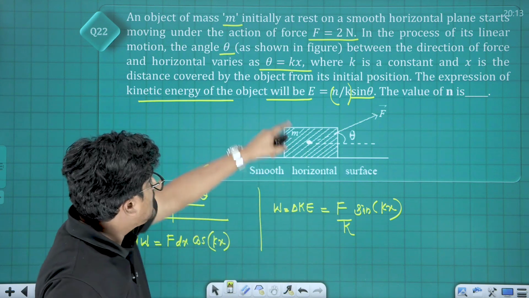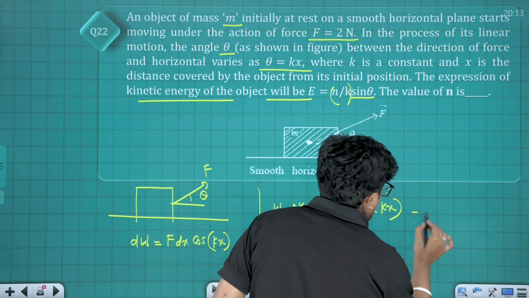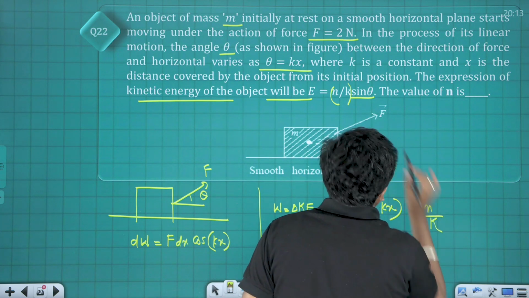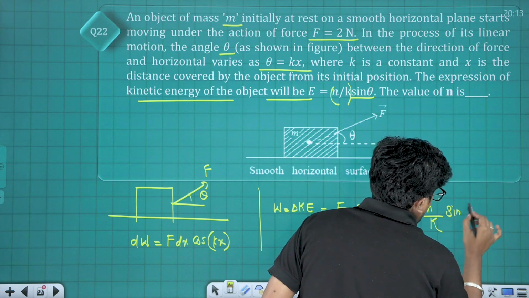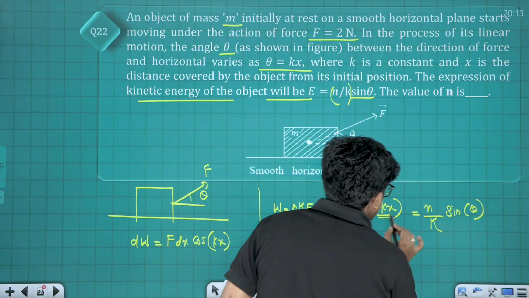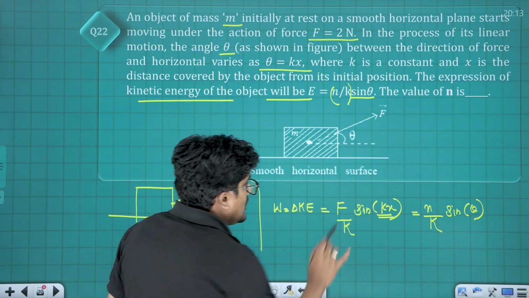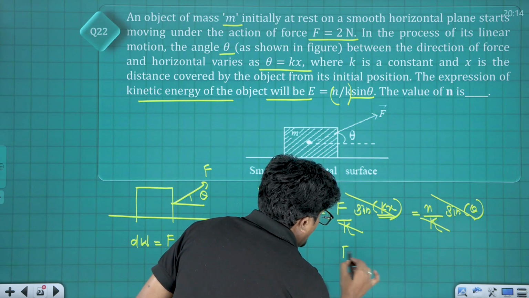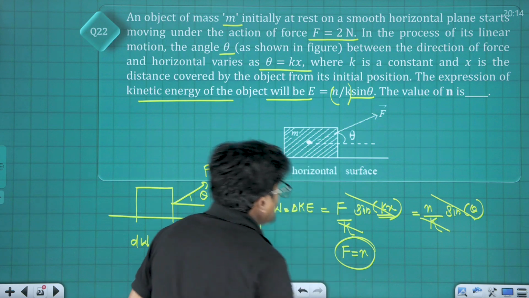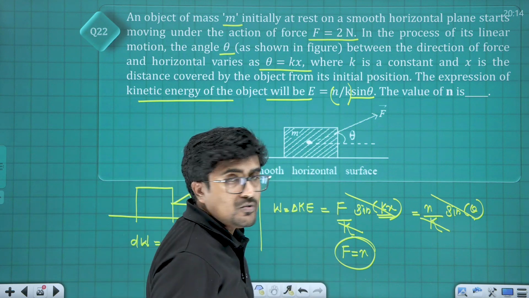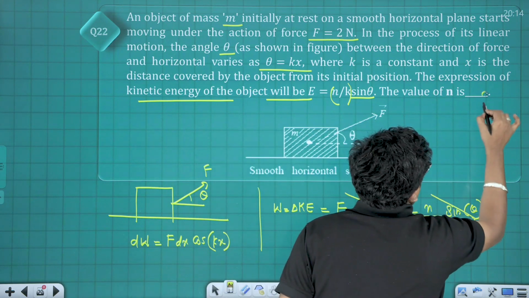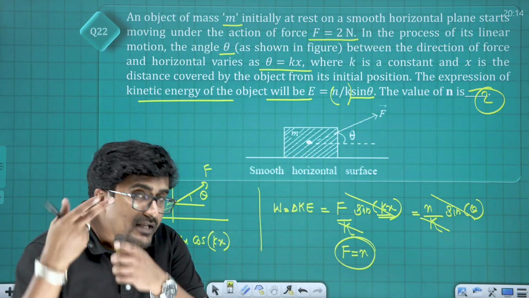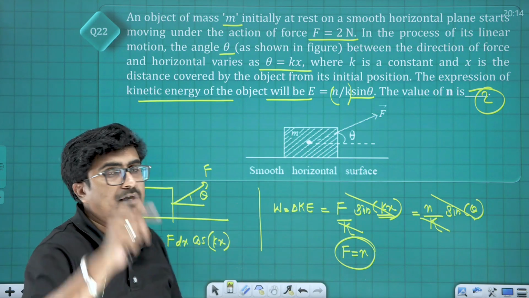Fine. And that is equal to what? N upon k into sine of theta. And here this is theta, isn't it? So definitely this one and this one will cancel each other. Now F is equal to N. And what is F here? F is given as 2. So the value of N is going to be 2. Was that okay? Now let us move to the next, that is question number 23.